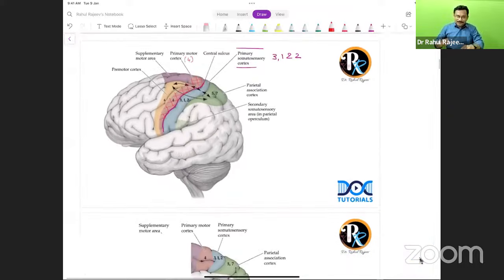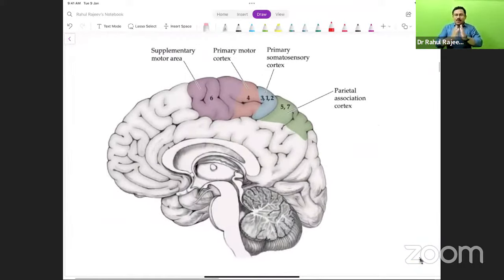Understood. I'm just giving you another view of the medial surface of the cerebral hemisphere. My dear students, look at the primary motor cortex. Look at the supplementary motor area. And look at the primary somatosensory cortex, all of which were present in the lateral surface. They are extending into the medial surface as well.